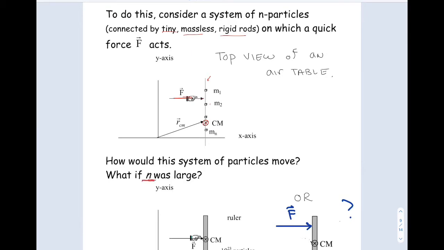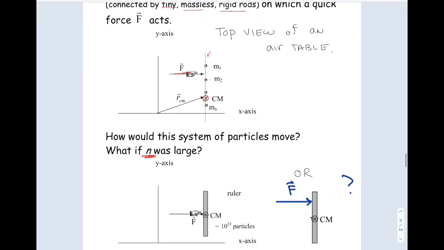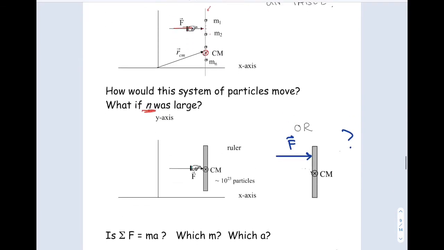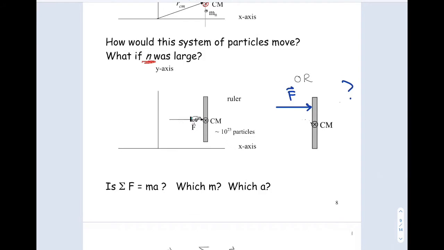What if I make the number of particles large? What if n approaches a very large number so that these things now look like a big solid object, like a ruler? So I have Avogadro's number of particles. I have a ruler, and I'm going to apply a force either at the center of mass, or I can apply a force over here, and I want to ask, how does this object move?